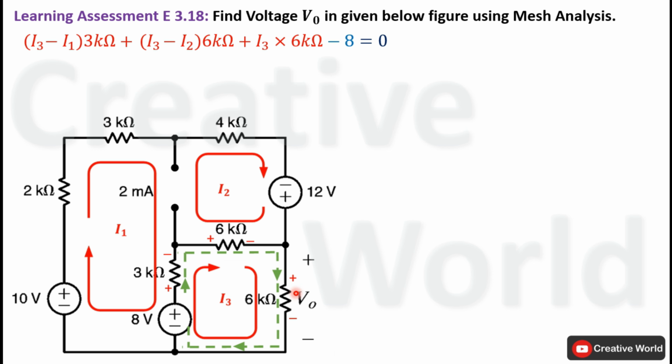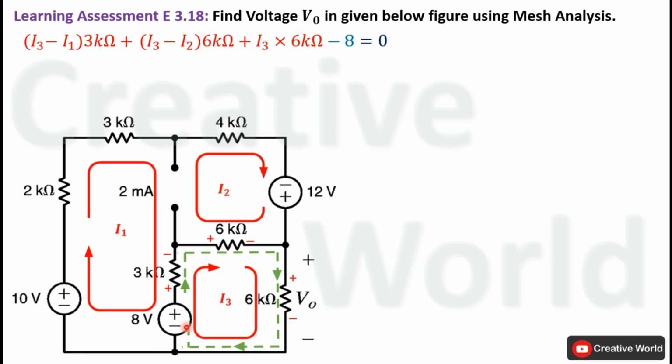Similarly, the voltage across this 6 kilo ohm resistance will be equal to the product of the current through it and the value of resistance. The current through this 6 kilo ohm resistance is I3 and the value of resistance is 6 kilo ohm, and current entering terminal is positive, so the voltage across this resistance will be taken with positive sign, and the value of voltage will be equal to the product of I3 and 6 kilo ohm.